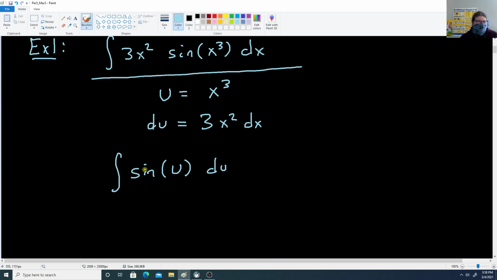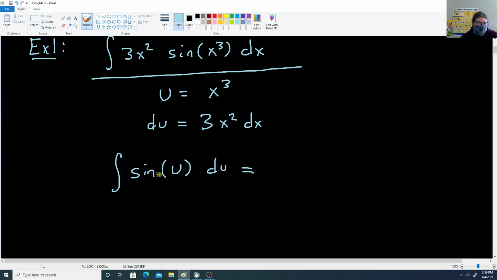So I still have the same thing. This is still sine of x cubed. We're just using u as a stand-in for x cubed. And then du, the symbol du, is 3x squared dx. So this right here is the same information as that. The main point is this is easier to integrate.